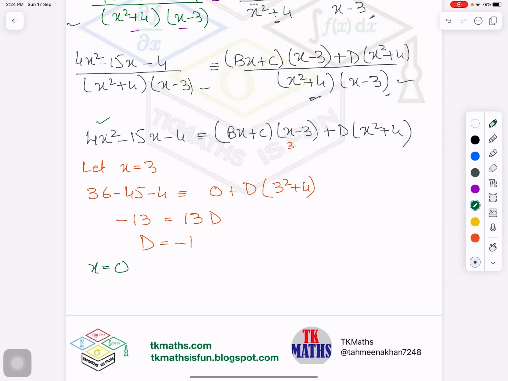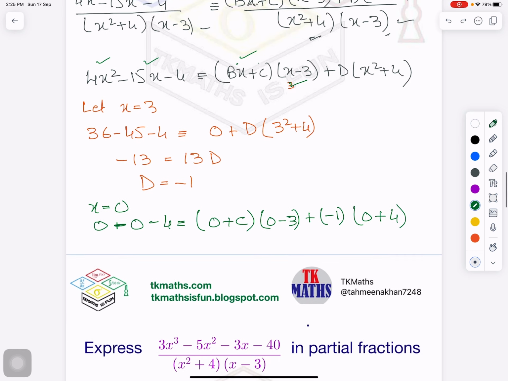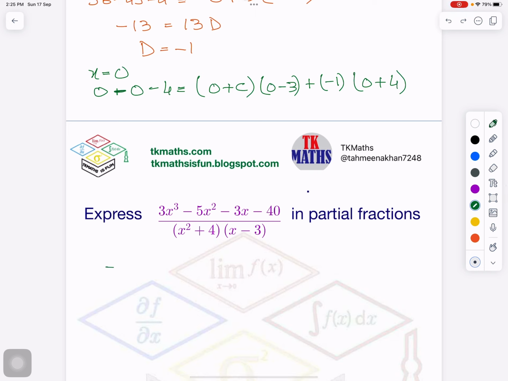So this term will become 0, 0. So it is 0 minus 4. Okay, is equals to, here if I put, this will become 0. So it is 0 plus c. Here it will become 0 minus 3 because I am taking x 0 plus d. I have already gotten minus 1, so I am substituting the value, and it will be 0 plus 4. Here I am substituting it.